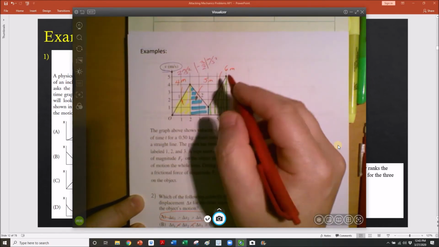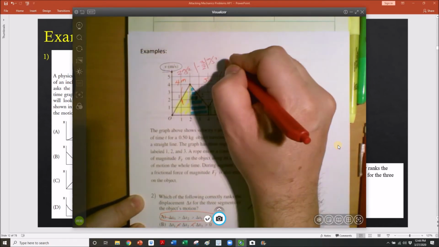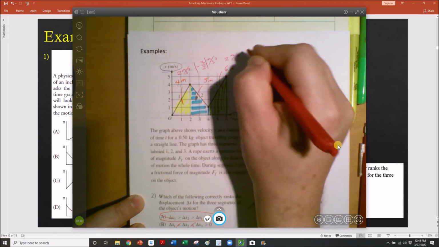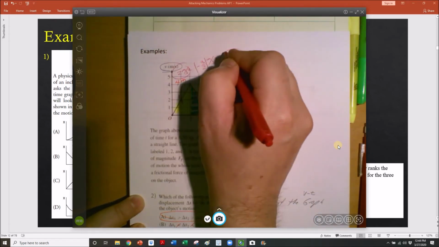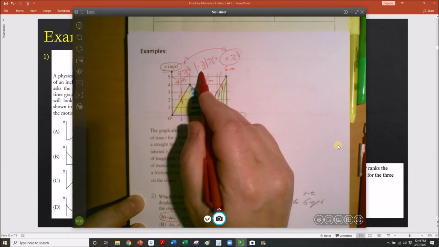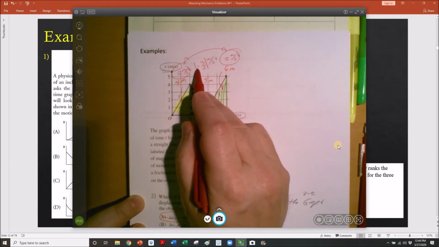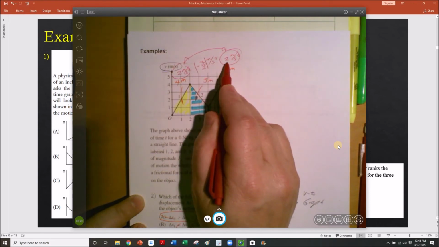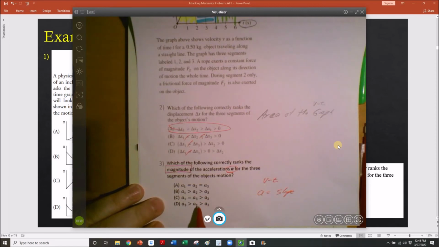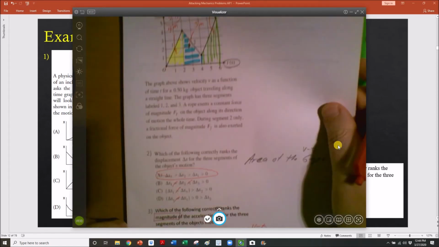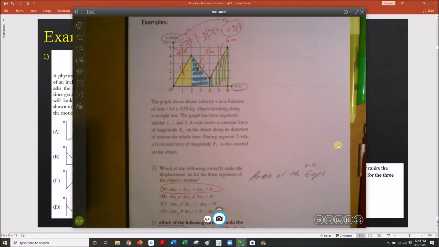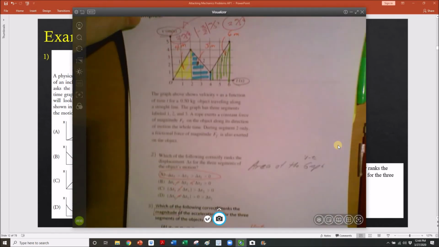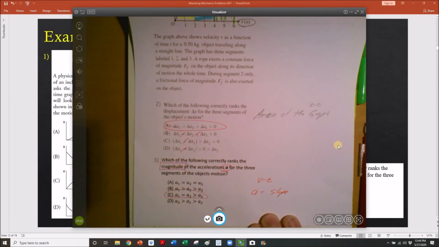And then our next segment is a rise of 4 over 2 again. So that's 2 meters per second squared. So these two segments are the same. And this one is a smaller magnitude, not because it's negative, but because it's 1.5 instead of 2. So let's see. This one looks like our answer, right? There you go. Let me show that to you again. So there's our answer.